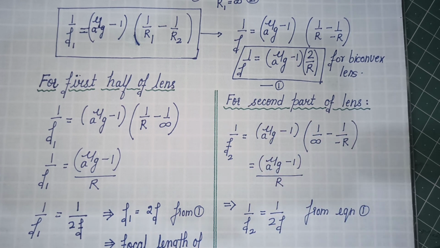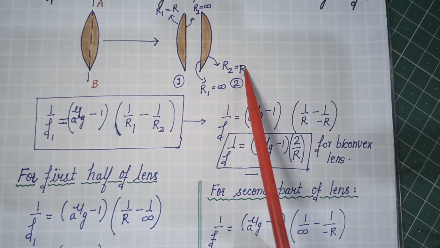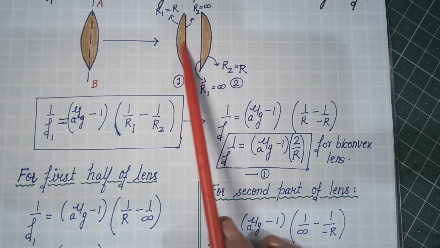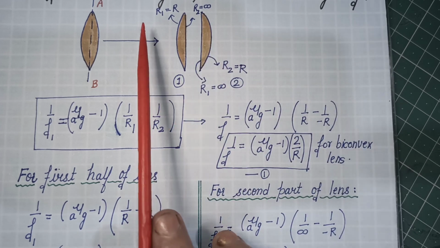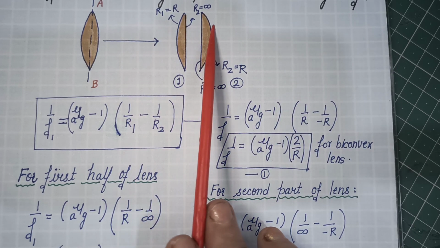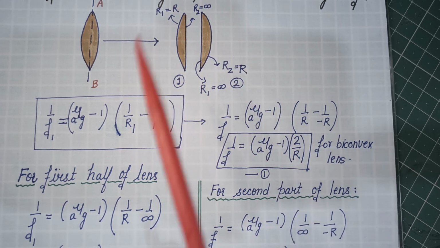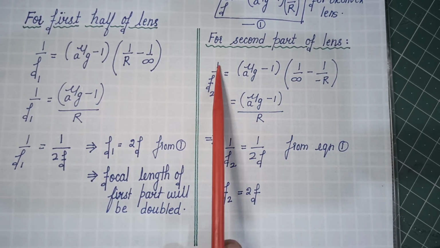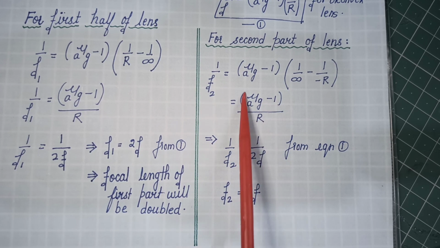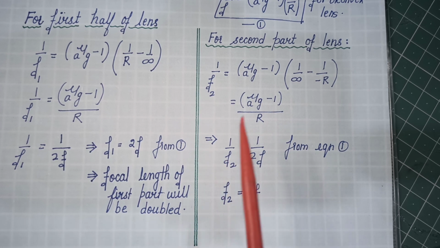Similarly, in the second part, we can write R1 as infinity and R2 equal to minus R, because we will move towards the left when we measure the radius of curvature of this surface. In practice, we always incident the ray from left to right. So whatever distance is measured opposite to the incident ray will be with negative sign. So writing the formula and substituting the value, you can see that the second part also has focal length equal to 1 upon 2f. F is the focal length of the whole lens, F2 is the focal length of the second half of the lens, and F2 is also equal to 2f.